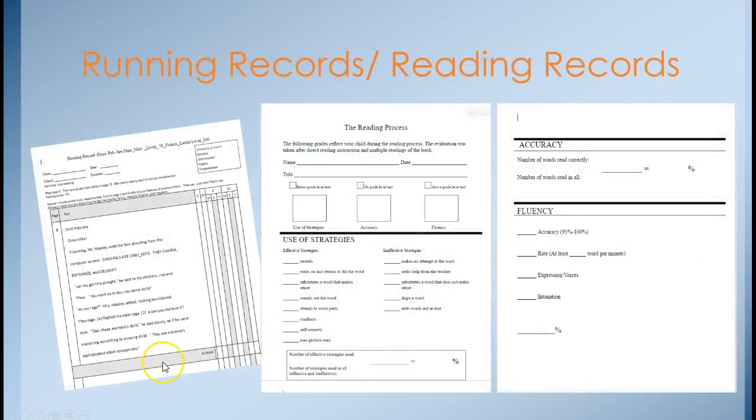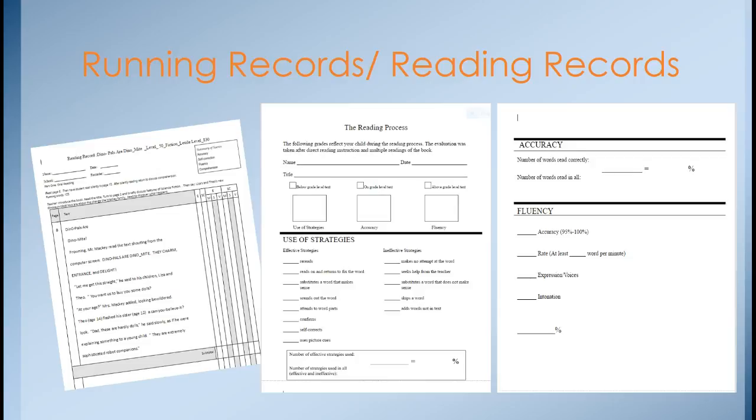One of the things I want to remind you of: the best way to know where your kids are is to do a running record, also called a reading record. Let me explain the difference. A running record is when you take a book and a piece of paper and do check marks, marking what the children are doing in their reading. You're recording their reading behaviors.